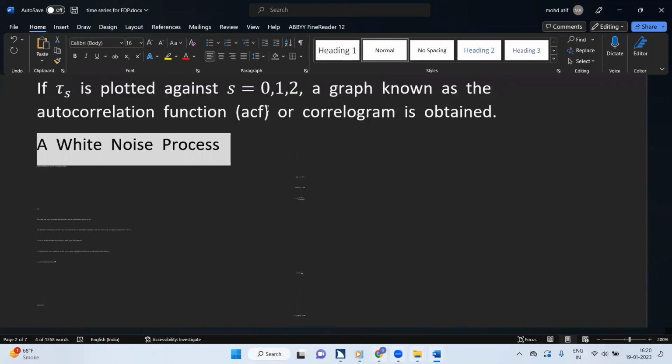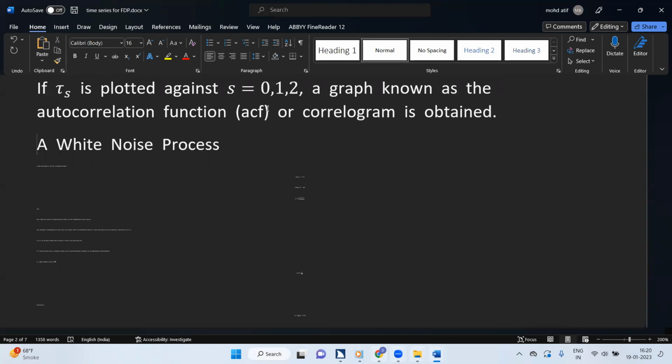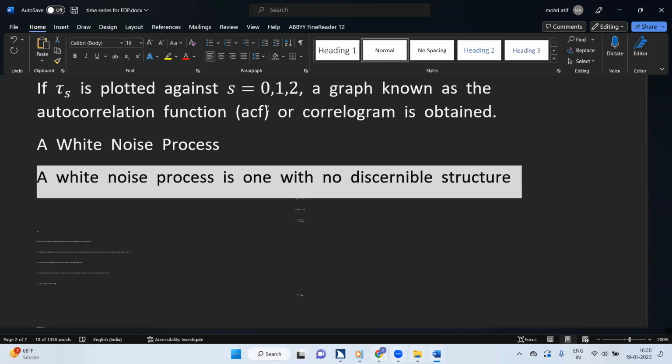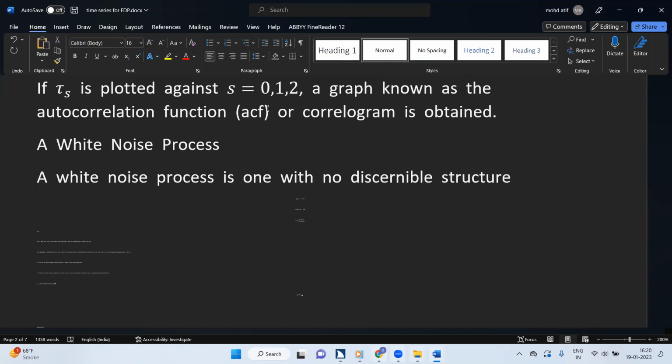Now, this is the most important term. What is a white noise process? White noise. So a series which is purely random means there is no discernible structure. Whatever you try, you just cannot forecast it. The values are totally random. This is a white noise.